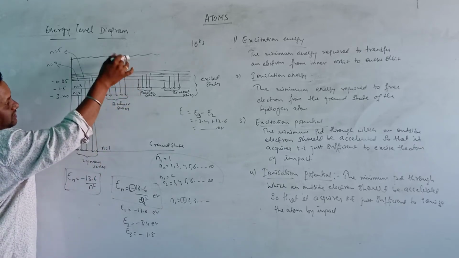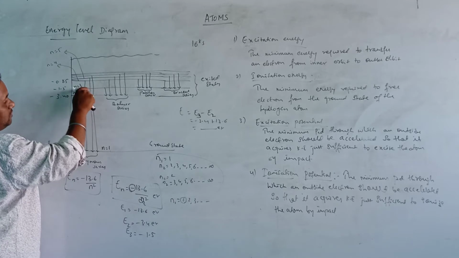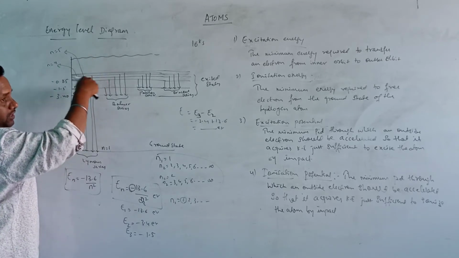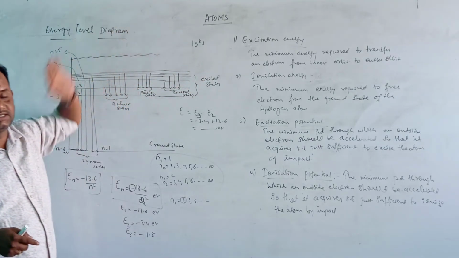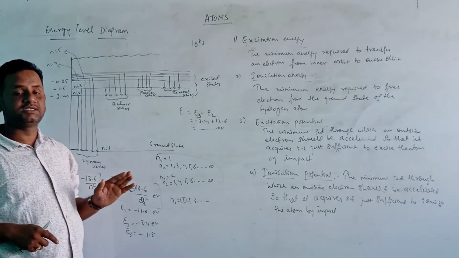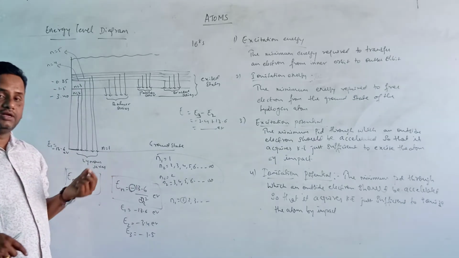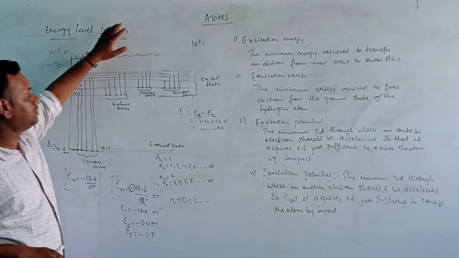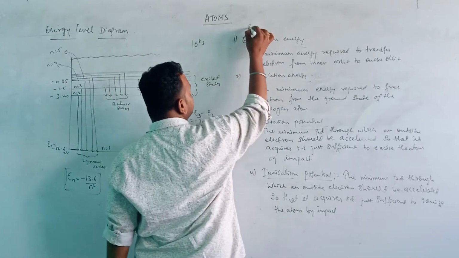These are the excited states, we call them n equal to 2, n equal to 3, n equal to 4, n equal to 5. These are all the excited states, and n equal to 1 is known as the ground state. Okay, now next we move on to some important definitions.